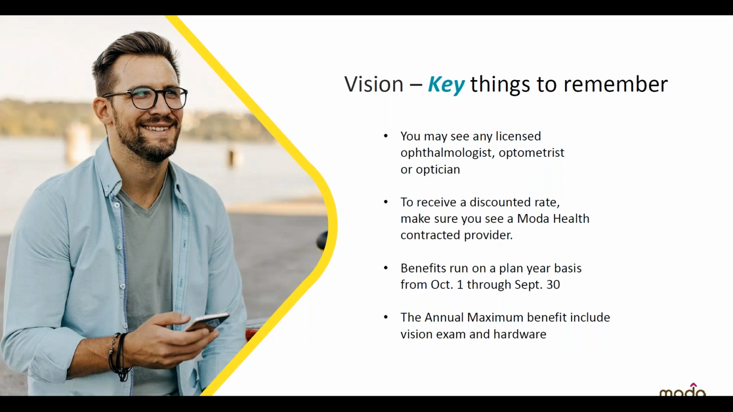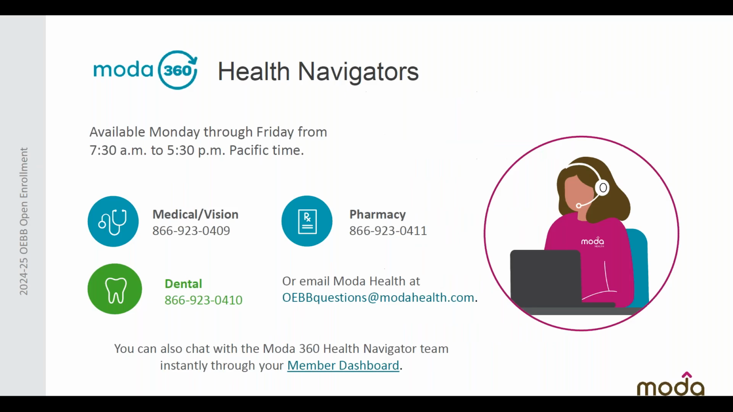Keep in mind that you can see any licensed ophthalmologist, optometrist, or optician, but we do have MODA contracted vision providers in our Connexus network. What that means is that we were able to negotiate a discounted rate for you, but you can see anybody. People like to go to Walmart or Costco because it's cheaper, but sometimes they don't bill insurance. And so you as the member would have to pay up front for those services, then submit a reimbursement claims form to get reimbursed for those services. Again, the annual maximum includes vision exam and hardware.